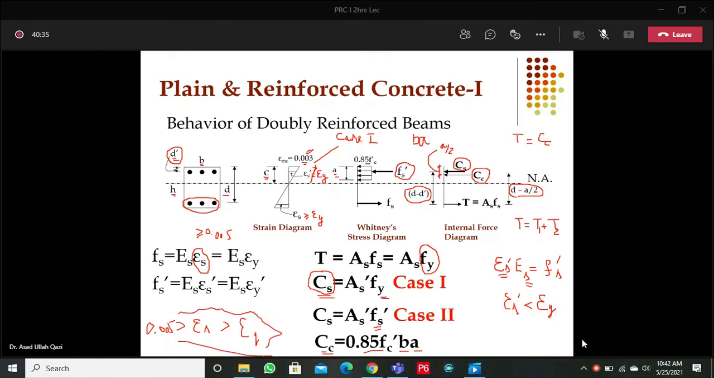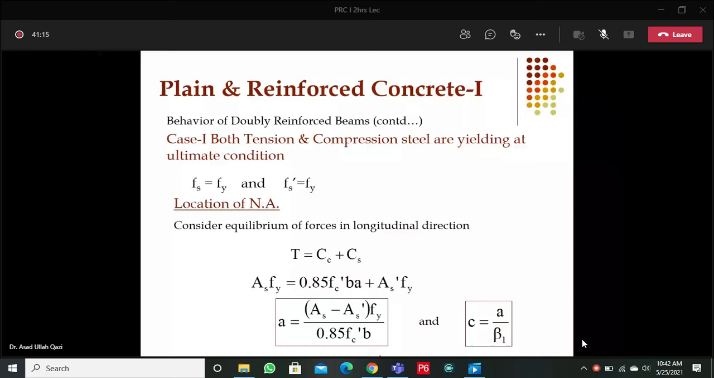But corresponding to tension steel, what is happening on the compression side, we want to judge whether it is case one or case two. So case one means that not only tension but compression also yielded. And case two means only tension yielded and compression is not yielded. Its full stress limit is not utilized. So now let's further discuss in detail case one doubly beam, very ideal beam and very easy to analyze.